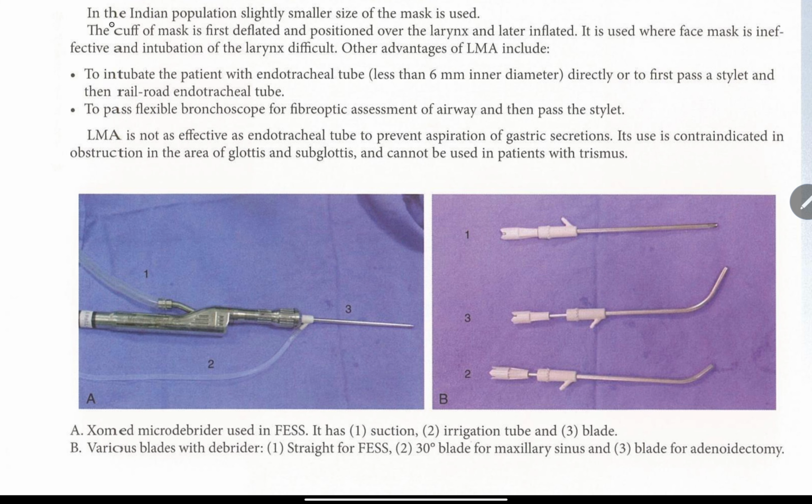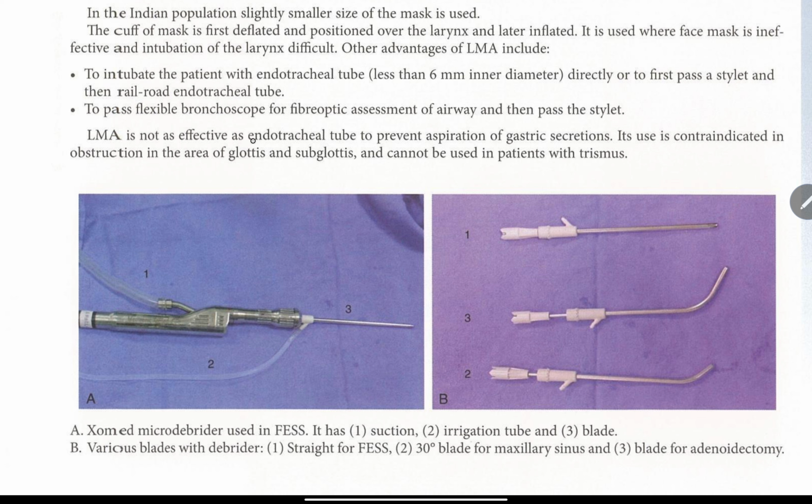In the Indian population, a slightly smaller size of the mask is used. The cuffed mask is first deflated and positioned over the larynx and later inflated. It is used where the face mask is ineffective and intubation of the larynx is difficult. Other advantages of LMA include that one can intubate the patient directly with an endotracheal tube less than 6 millimeter in diameter, or first pass a stylet and then railroad the endotracheal tube, or pass a flexible bronchoscope for fiber optic assessment of the airway and then pass the stylet.